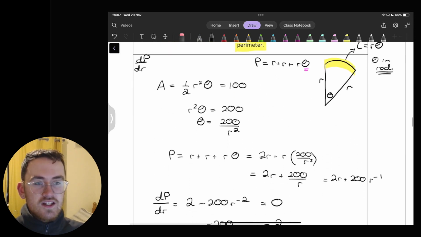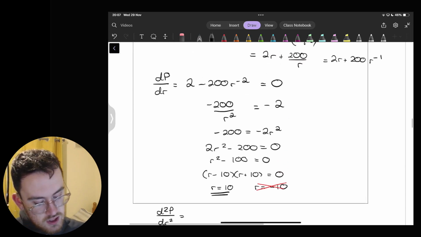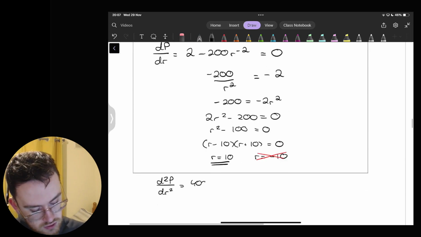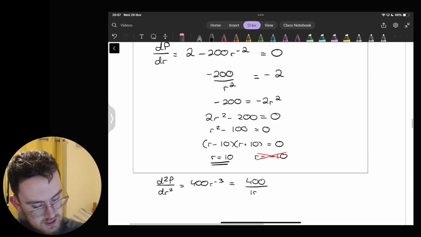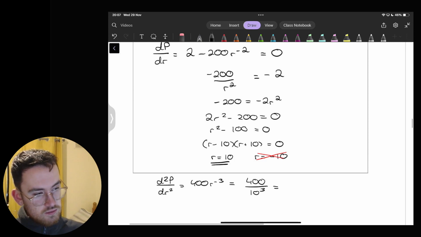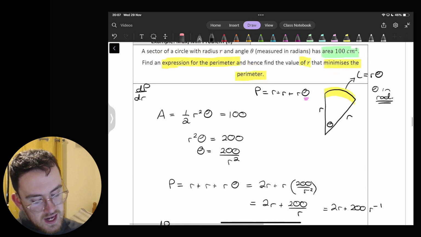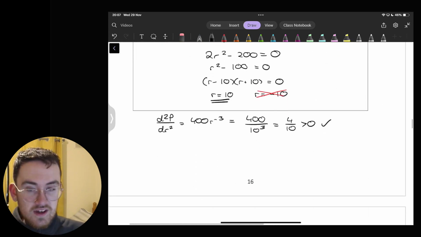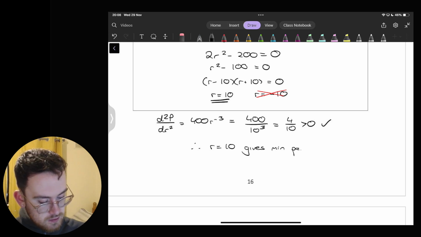So we want to check that that is going to give me a minimum value. So let's just find the second derivative for my perimeter. So that's going to be 400 r to the power of minus 3. So 400 over 10 cubed, which of course would be 4 over 10, which is greater than 0. So it gives me a minimum. And I was asked to find the value of r, not to find the minimum perimeter. So therefore, r equals 10 gives me a minimum perimeter. And that's the main thing we want there.